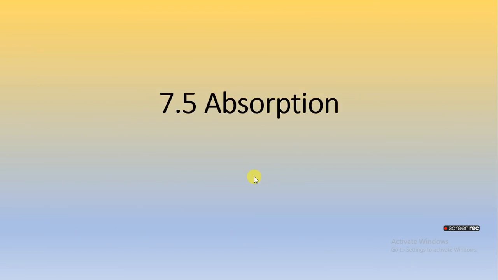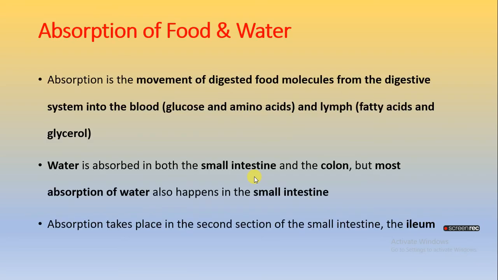Then how is food absorbed into the blood? Simple. So absorption of food and water. Absorption is the movement of digested food molecules from the digestive system into the blood. So glucose and amino acid are absorbed into the blood, while fatty acid and glycerol are absorbed into the lymph. So we have the lymph here. Water is absorbed in both the small intestine and the colon, which is the large intestine. But most absorption of water happens in the small intestine. So reabsorption of water takes place in the large intestine.